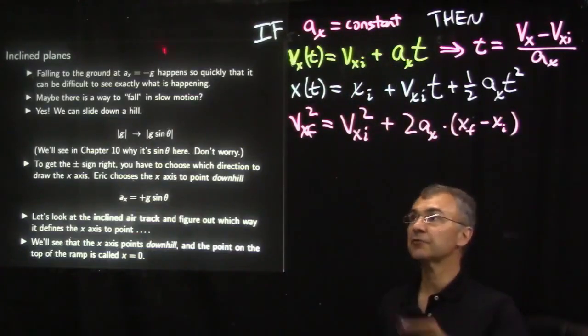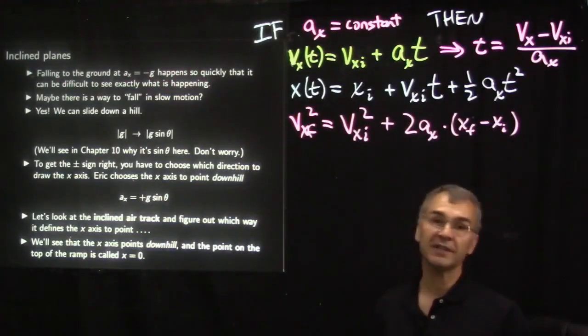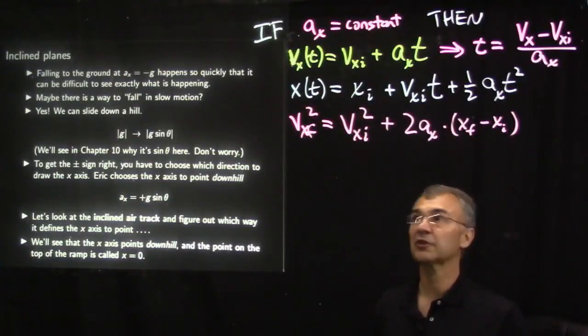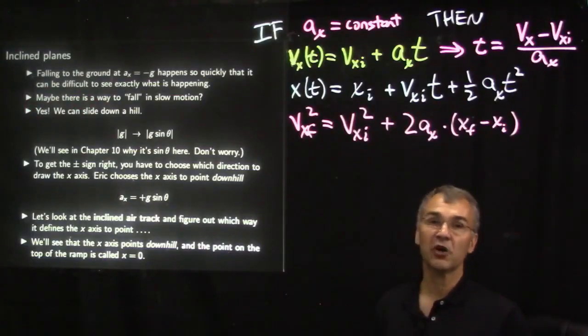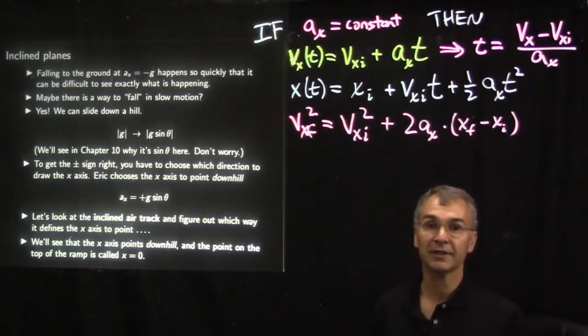It turns out that falling to the ground at a downward acceleration of g happens so quickly that it can be difficult to see exactly what is happening. And that, I guess, was especially true with the limitations of technology hundreds of years ago. We didn't have smartphones with slow-mo recording. So the question is, is there a way to fall in slow motion so that you can see a little more with the unaided eye what is happening? And it turns out there is.